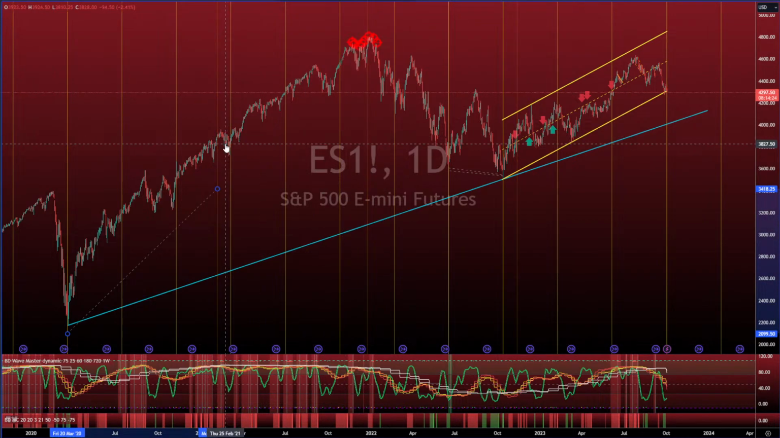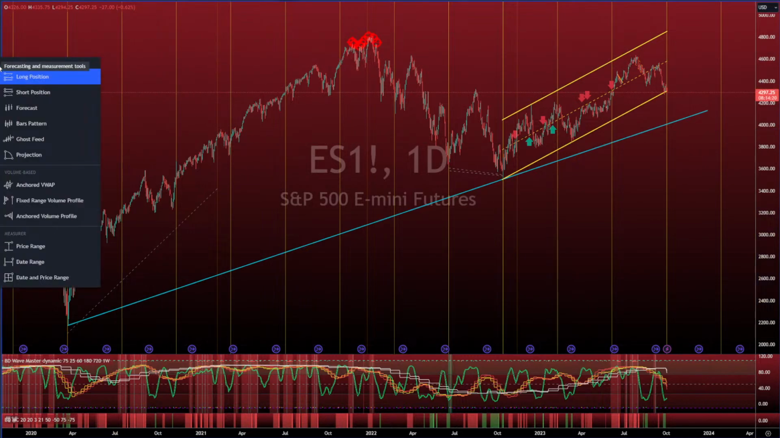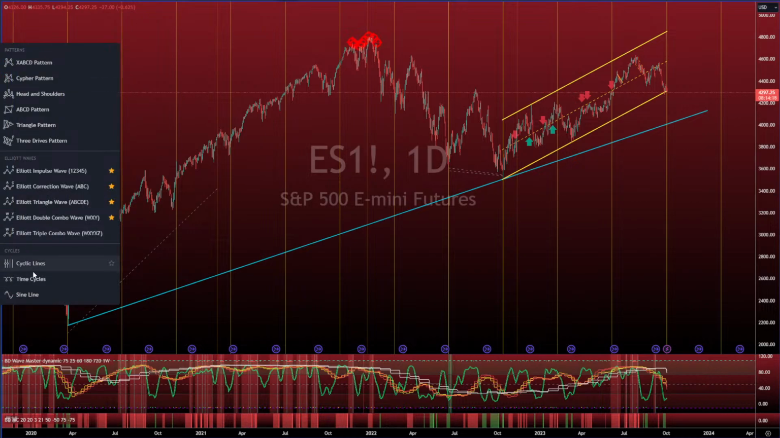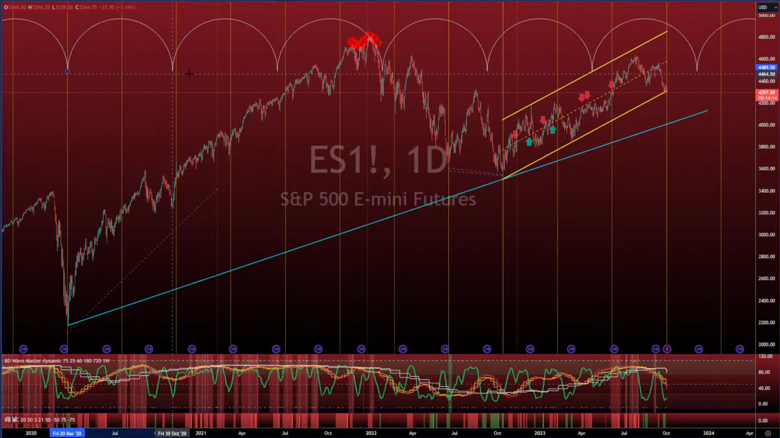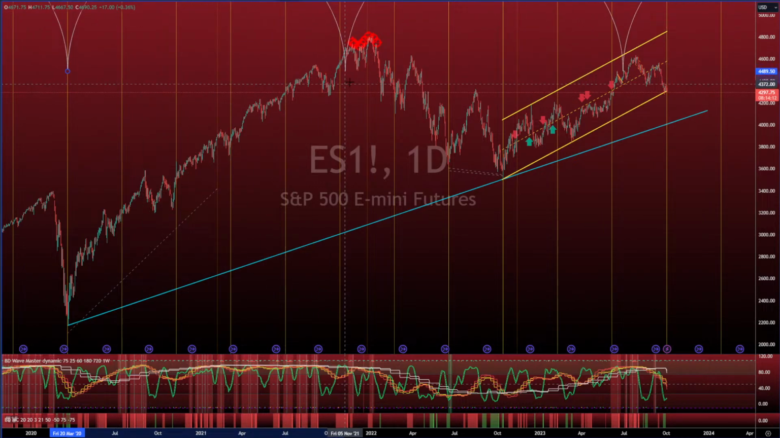Okay, so now let's take a look at this again strictly from a cycle perspective. Let me get my time cycles on here. We've got this point here, and we're going to take this all the way out to right here. All right, if we pin that there, you can see that we've got a pinpoint right here, right where we're at right now.